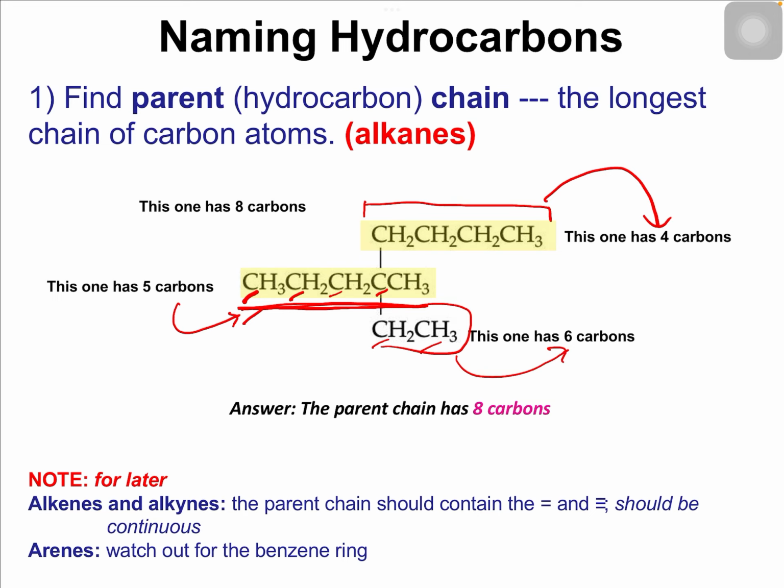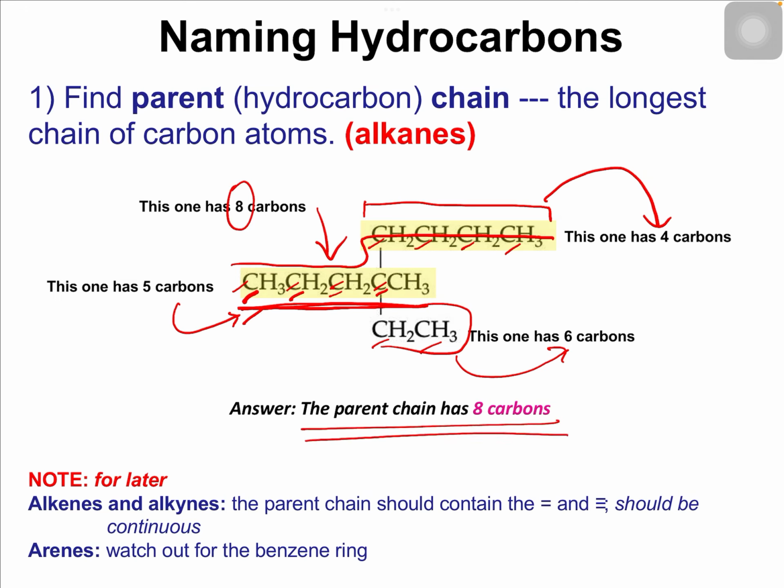Ano pa yung isang possibility? We do this part. Yan. So, meron kang 1, 2, 3, 4, 5, 6, 7, 8. So, itong portion na to ay may 8 carbons. So, longest chain. So, yung longest chain ay yung pinakamataas na number. Of course, 8. So, the parent chain has 8 carbons in it.